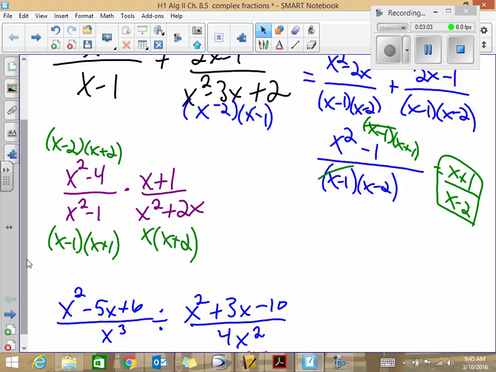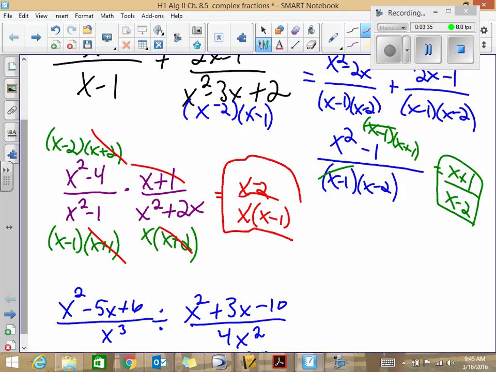Okay. Now we just cross out again, anything on top, anything on the bottom. So x plus 2, x plus 2. X plus 1, x plus 1. So now, that's it. As our answer, we just take anything left. Up top, we just had x minus 2 left. And on the bottom, we have x times x minus 1. Okay? Make sense? All right.